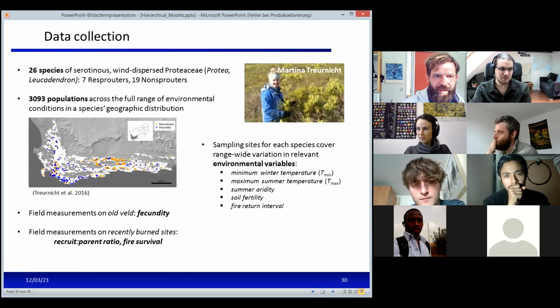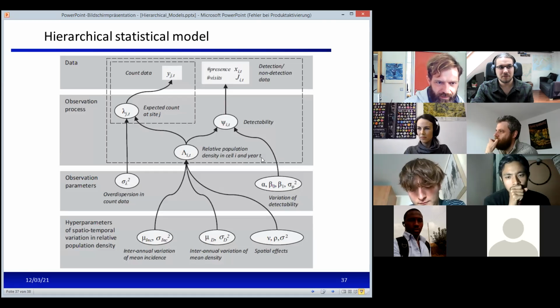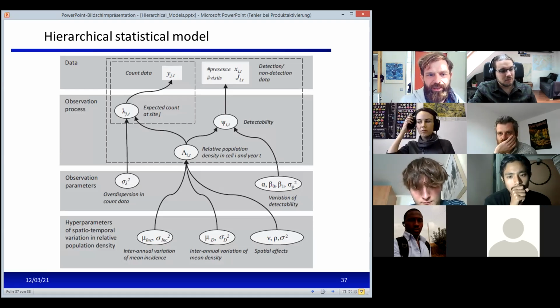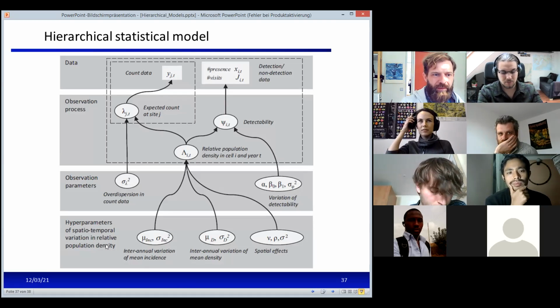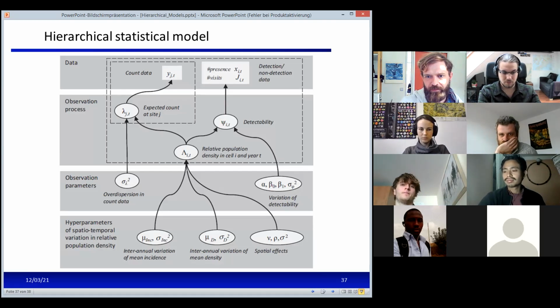Yeah. So in this last example, in the study on butterfly abundance, we have a latent variable in our model that describes the population density in each grid cell. And then we have a number of so-called hyperparameters that describe the spatial and temporal variation in this population density, and that includes spatial effects or spatial correlation. So we assume that there's spatial correlation in the population density.